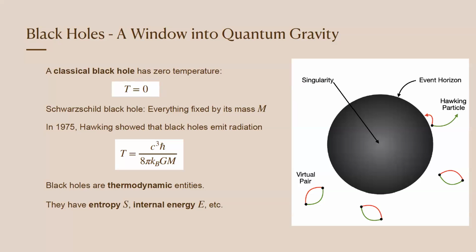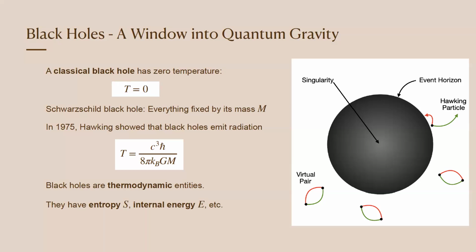In 1975, Hawking used GR and QFT. He tried to combine the two and did some calculations, and he got this result. So black holes are not black; they actually emit radiation, and the temperature is given by this. It's like a black body. The temperature is related to the mass of the black hole and Newton's constant. So black holes are thermodynamic entities. They have entropy, internal energy, all these things.